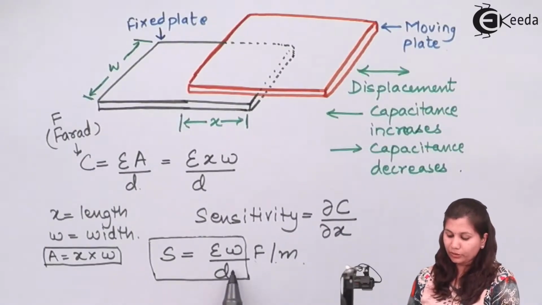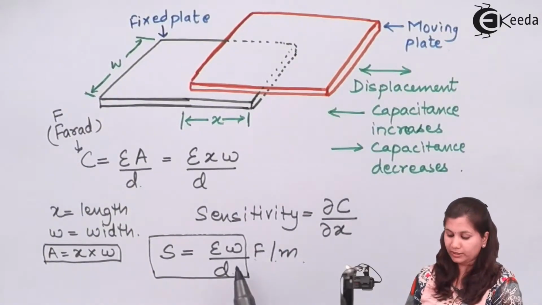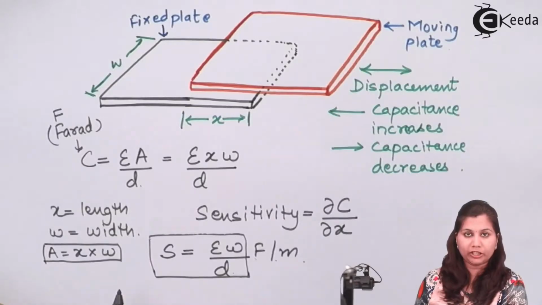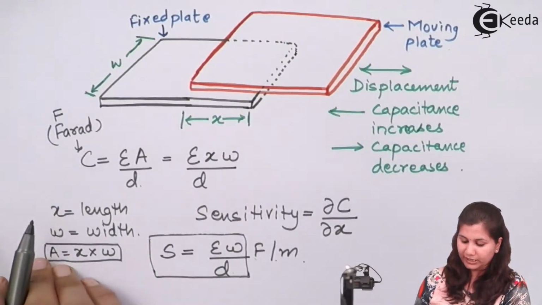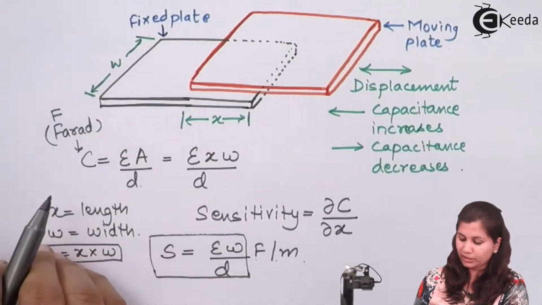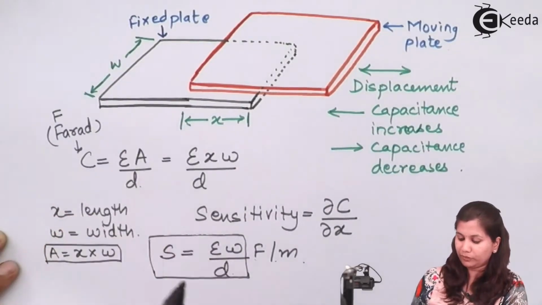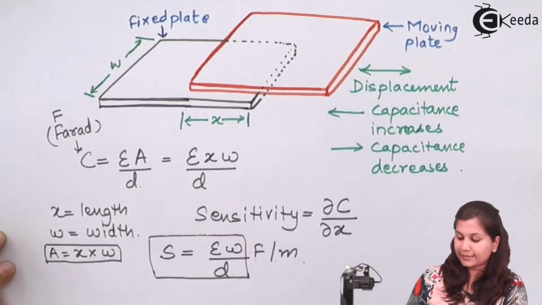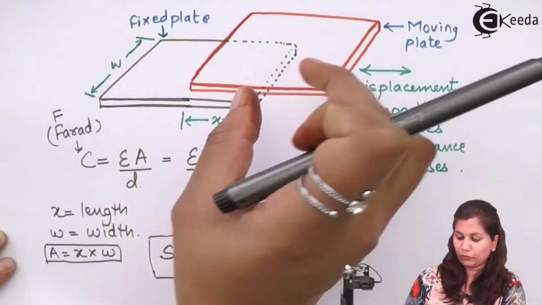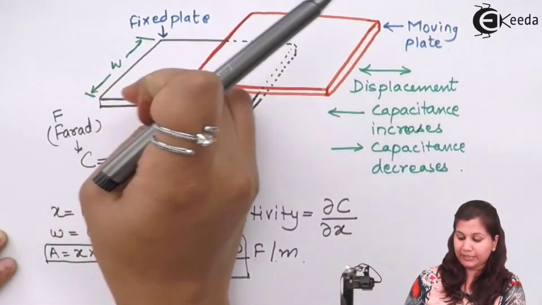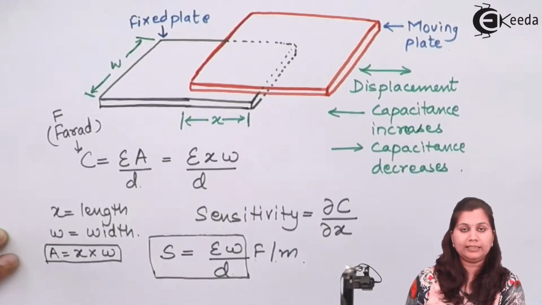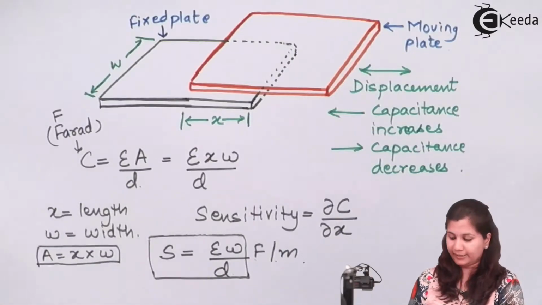Now in this relationship you can see that the distance is a constant, width is a constant value, it is not changing. Epsilon, the permittivity of the medium, is also constant. So we can say that in this case the sensitivity is constant, and hence there is a linear relationship between the displacement and the capacitance. As we increase the displacement, the overlapping area changes, so the displacement will be in linear relationship with the capacitance. The capacitance will either decrease or increase.